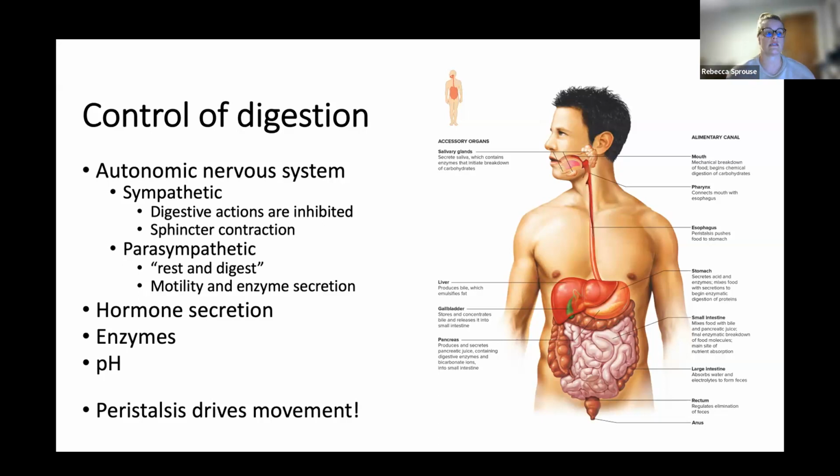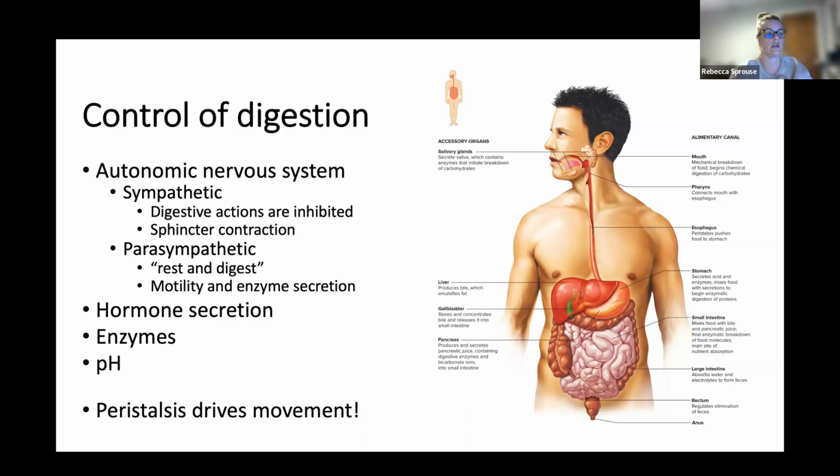The only thing that the sympathetic nervous system really does for digestion is to contract sphincters until it's time to allow contents to move through them. But basically, this is going to focus a lot around the parasympathetic nervous system.